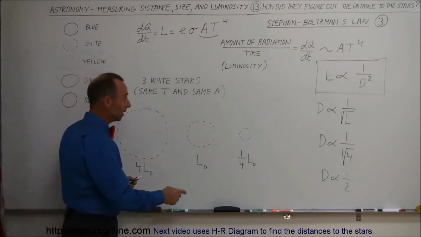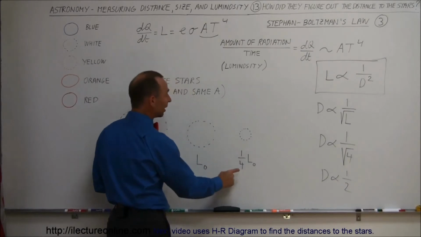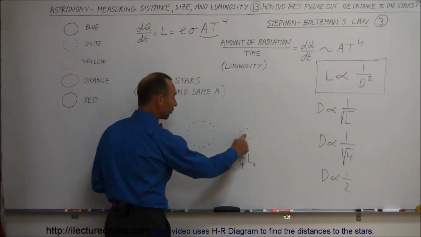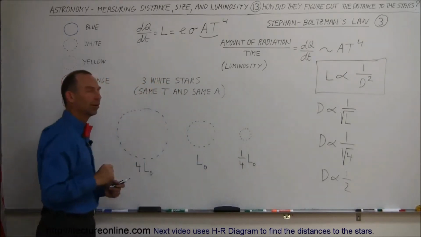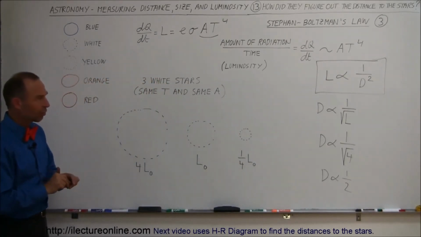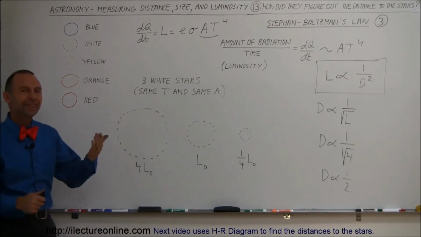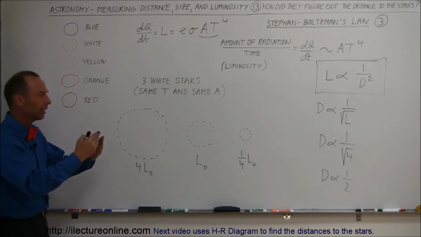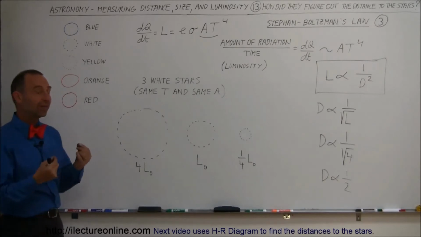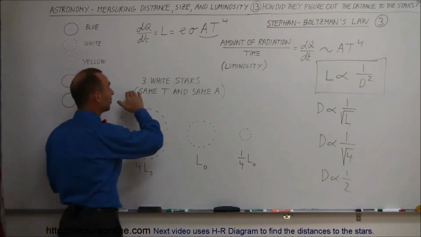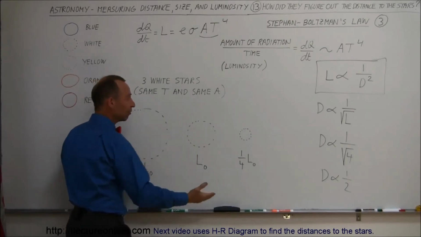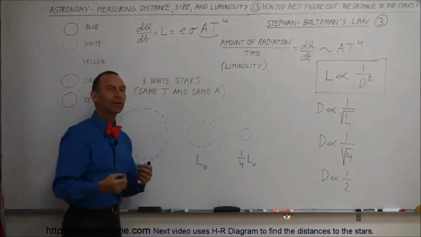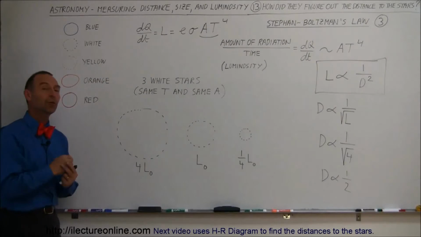And in the same token, if this is 1/4 the luminosity, that means that this star must be twice as far as this star, and that star must be 4 times as far as this star. So that's by knowing the relationship between the luminosity or intensity or brightness of an object and the distance, we could then say if they are all the same size and they're all the same temperature and the luminosity is different, from this proportionality we should be able to figure out how far they are relative to one another.